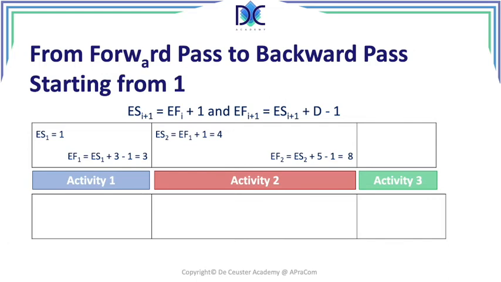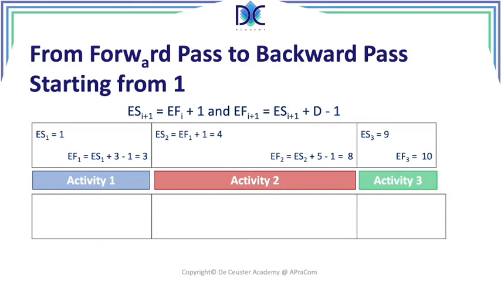Next thing, for activity 3, the early start of 3 is early finish of 2 plus 1, and the early finish of 3 is early start of 3 plus 2 minus 1, which gives us 10. And we see that for the early finishes, we have the same numbers as with the other method, but be careful, for the early starts, we have one number different, and that can be sometimes confusing.